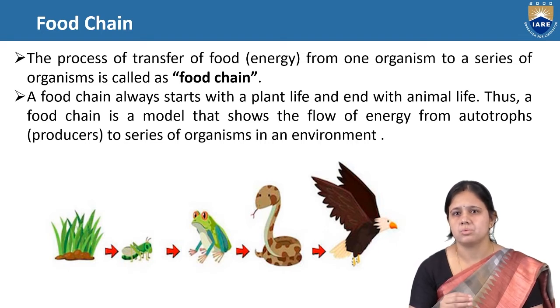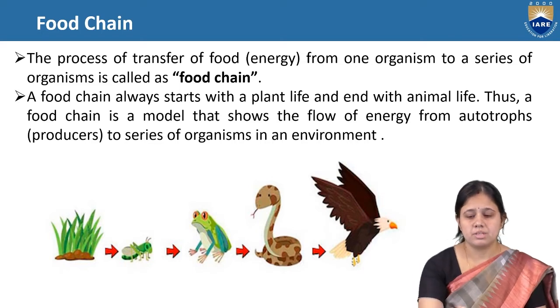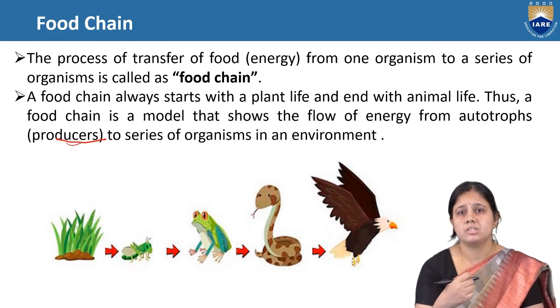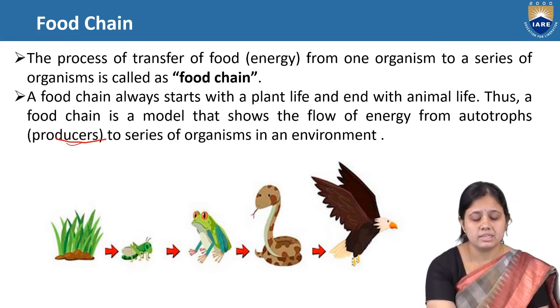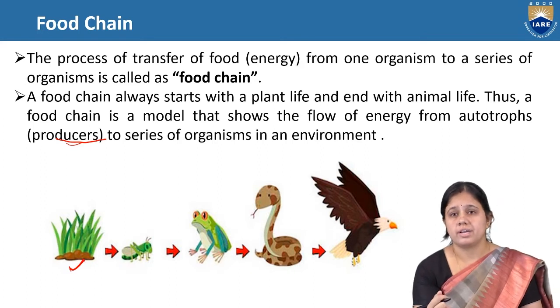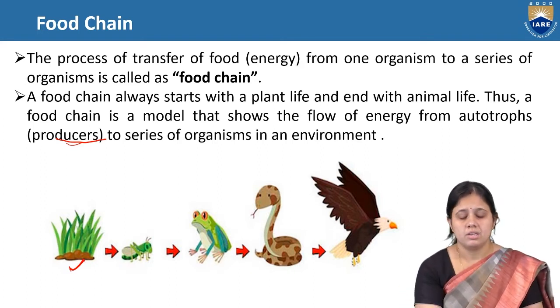Plant life means the producer. It always starts with a producer that will produce energy. Thus, a food chain is a model that shows the flow of energy from autotroph to a series of organisms in an environment. Autotroph is a producer. Producers are those who can make their own food by the use of sunlight. So they are the green plants. They will make the sun's energy available to other different organisms at the next trophic level.